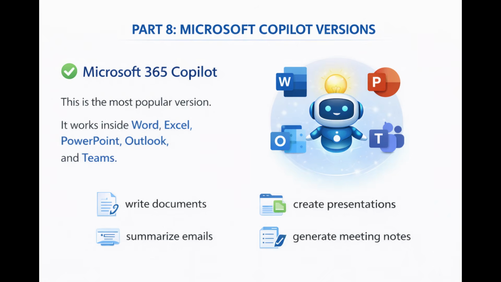Many beginners get confused because Copilot is not just one single tool. Microsoft has launched Copilot in different versions depending on where you want to use it. So now let's quickly understand each Copilot version and its use. Microsoft 365 Copilot. This is the most popular version. It works inside Word, Excel, PowerPoint, Outlook, and Teams. It helps you write documents, create presentations, summarize emails, and generate meeting notes.